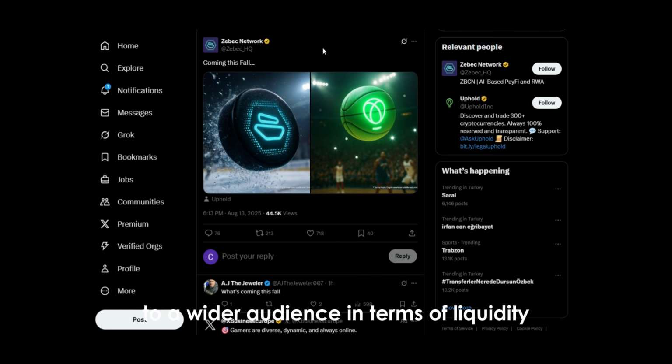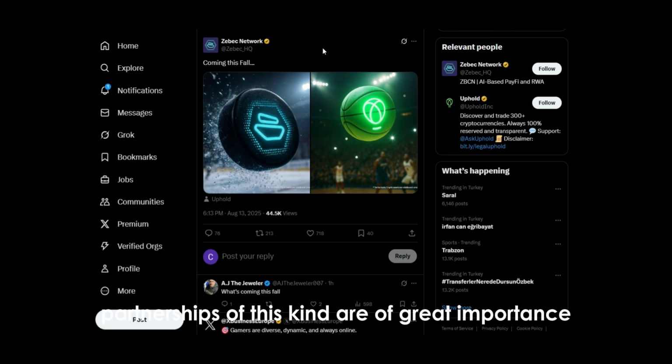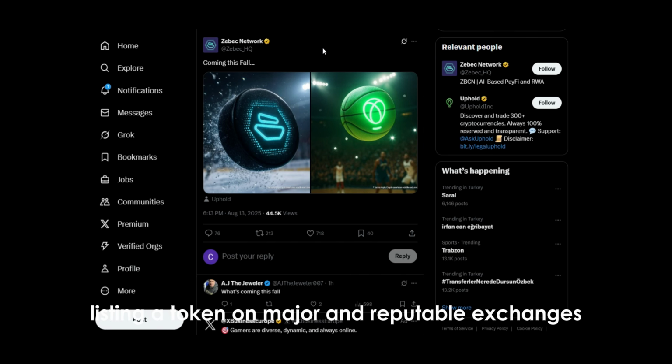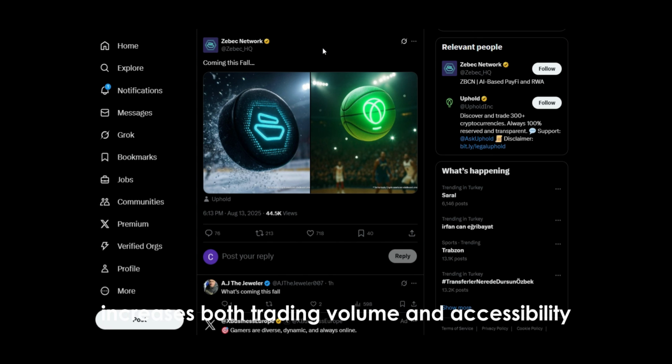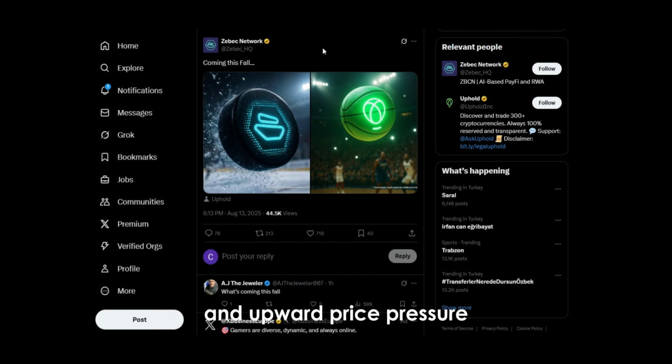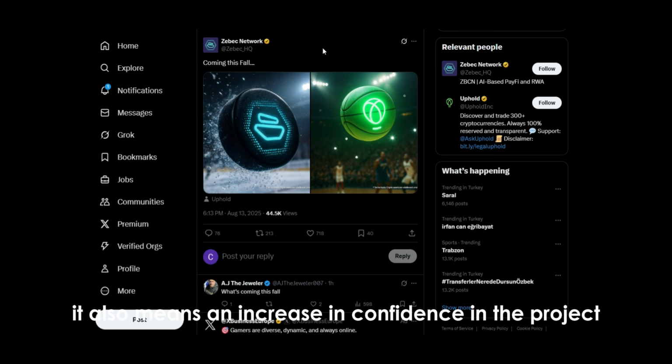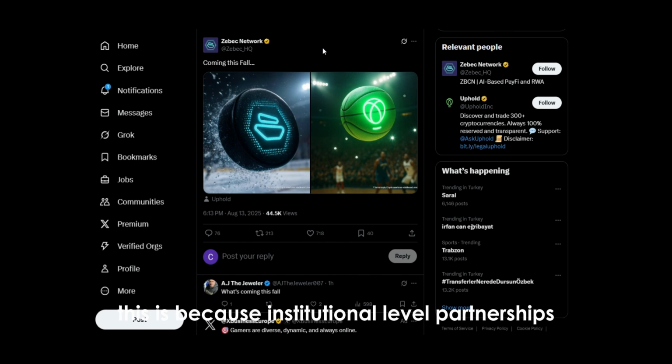In terms of liquidity, partnerships of this kind are of great importance. Listing a token on major and reputable exchanges or integrating it with payment service platforms increases both trading volume and accessibility. Naturally, this leads to increased demand and upward price pressure. For investors, the importance of such news is not limited to price expectations. It also means an increase in confidence in the project. This is because institutional-level partnerships usually occur after a long evaluation process.